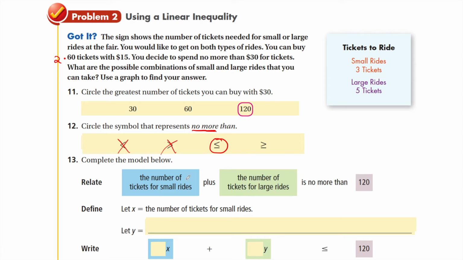no more than 120. So if we let x equal the number of tickets for small rides, then we must let y equal the tickets for large rides. So let's pay attention to how much each costs. If we know that a small ride costs 3 tickets and a large ride costs 5, the number next to the x value will be 3, because it's 3 tickets. And the number next to the y value will be 5, because again, it costs 5 tickets. So we now have this brand new inequality, 3x plus 5y is less than or equal to 120. So what does that look like on the graph?